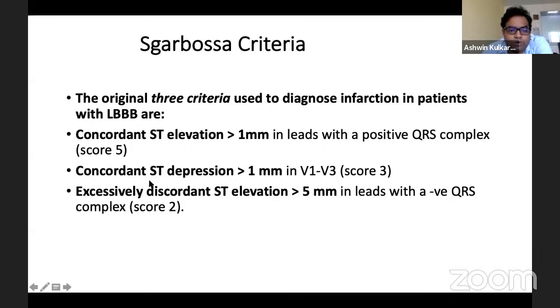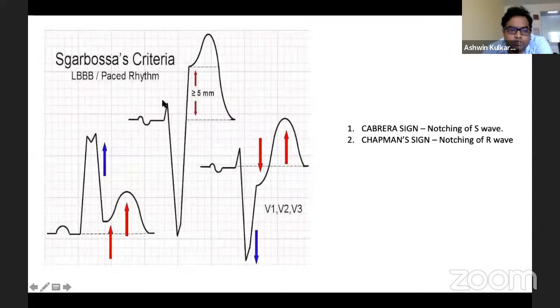There are 3 points here. There is concordant ST segment elevation, concordant ST segment depression, and excessively discordant ST elevation. We will see here, rather, it will be more clear for you. See here, this is a deep S wave, and there is more than 5 mm elevation here. So this is a discordant ST segment elevation of more than 5 mm. And here is a concordant ST segment elevation, because the QRS is in the positive direction and the T wave is also in the positive direction.